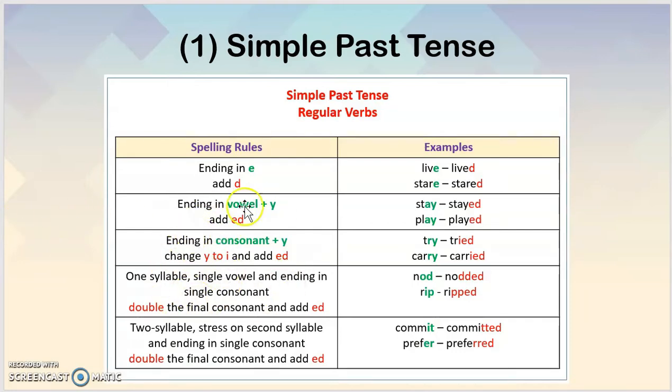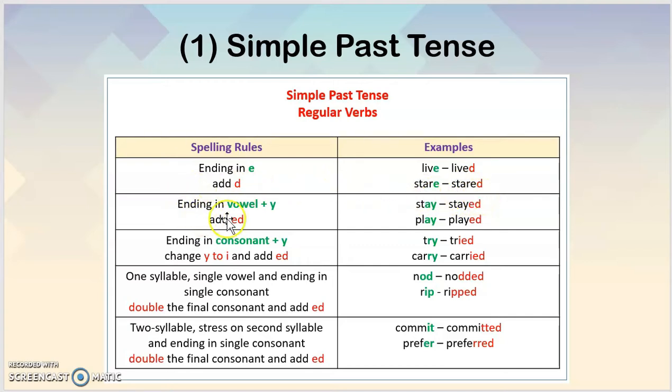Alright, let's look back at some rules which we have already learned last week. Alright, the first one, ending in E, you plus D. For example, live. Live becomes lived. Okay, plus D behind. Stare, you plus D, it becomes stared.